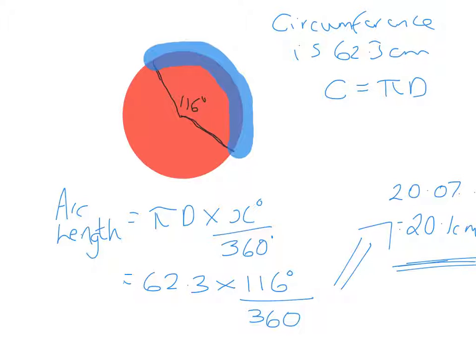It tells me the circumference is 62.3, so this full distance all the way around is 62.3. This angle here is 116. 116 is actually quite close to 120, and 120 would have been a third of the circle. So we're expecting our arc length to be just less than a third of this. So a third of this would be 20 something. So we seem to be on track here. So if the question says that the circumference is this, calculate the arc length, that means you can substitute the circumference into this step here, because to calculate the circumference you just do pi times the diameter.